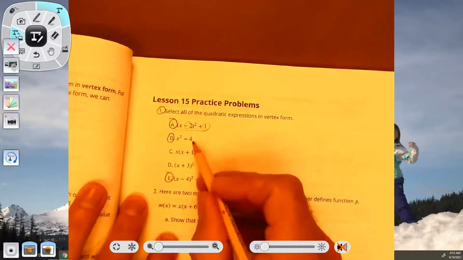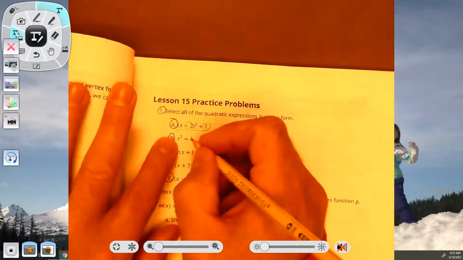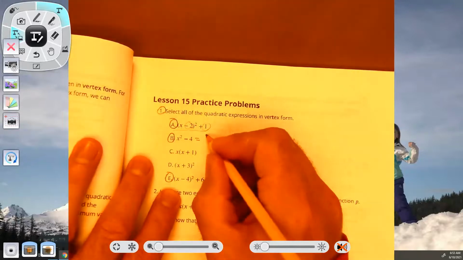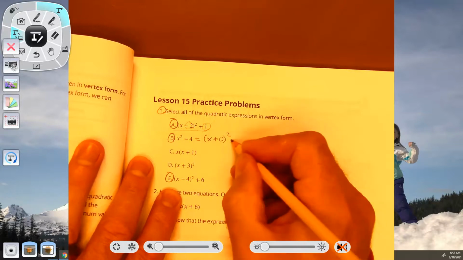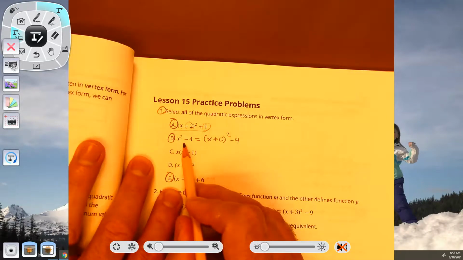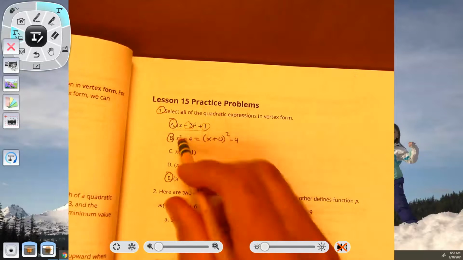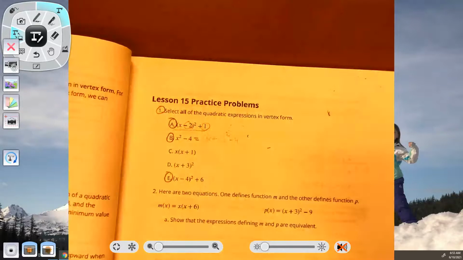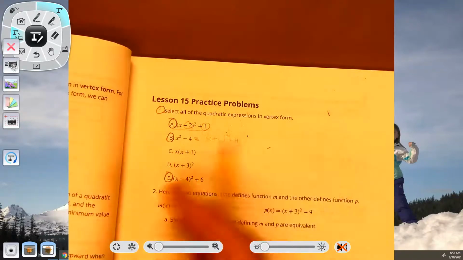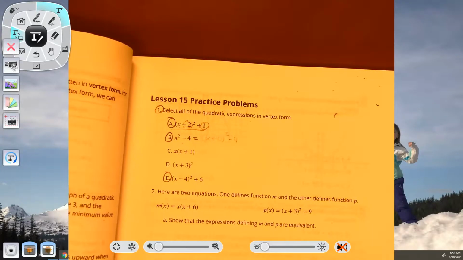Now this looks very different than these two because it doesn't have these parentheses right here. But remember, I could actually rewrite this just like this: x plus 0 to the second power minus 4, right? This is the same thing as this. So the x coordinate of your vertex in this one is just going to be 0. So this is actually in vertex form already. You just didn't have to write the 0. Okay? These other two are not. These are both kind of in factor form. All right, so there's the answers for the first one. Let's go ahead and jump on to number 3.